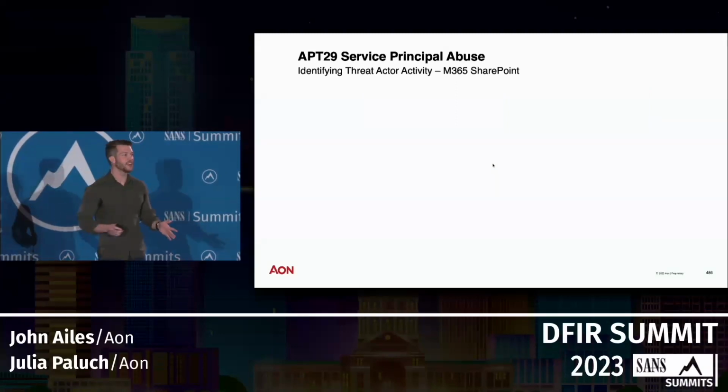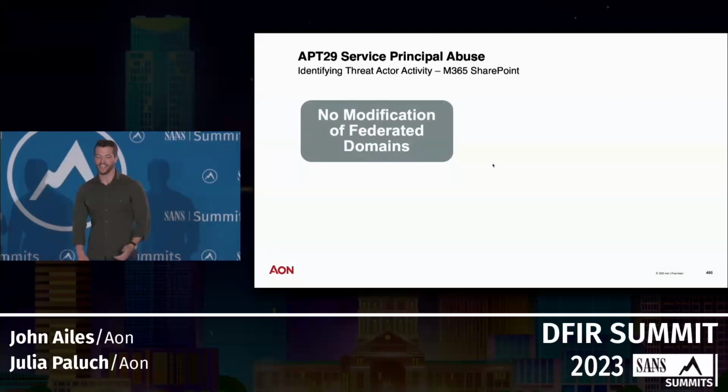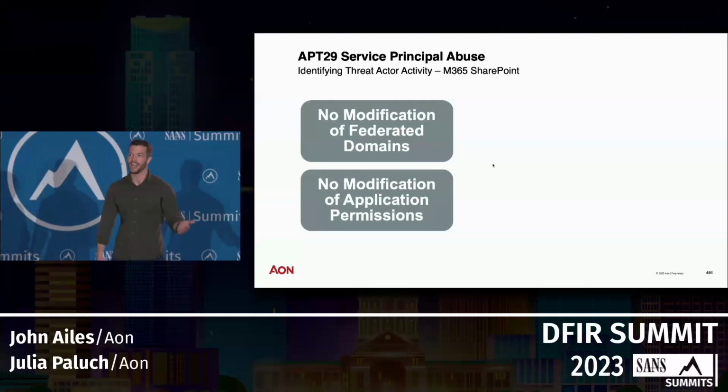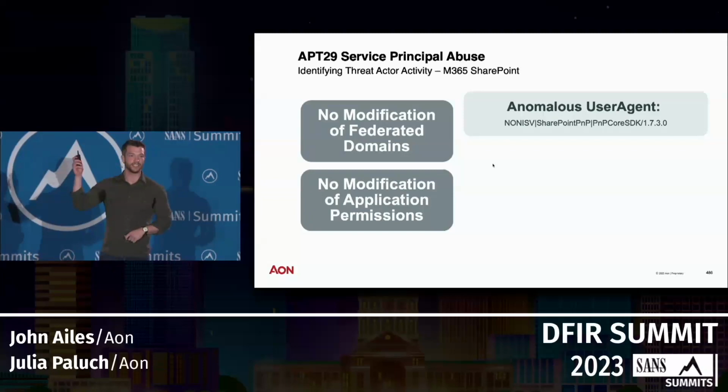So I'd like to begin by talking about when we got into the environment, what we didn't see. We didn't see any modification of federated domains. We didn't see the modification or addition of new Azure applications, but we did see evidence of compromise under the compromised service principal. And there were three factors that were mainly used to differentiate legitimate activity under the service principal from malicious activity. The first of which is this anomalous user agent.